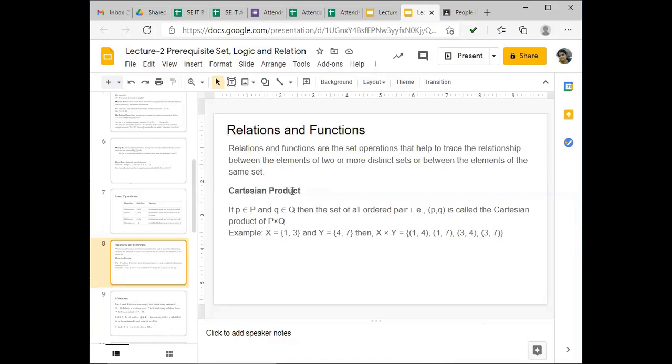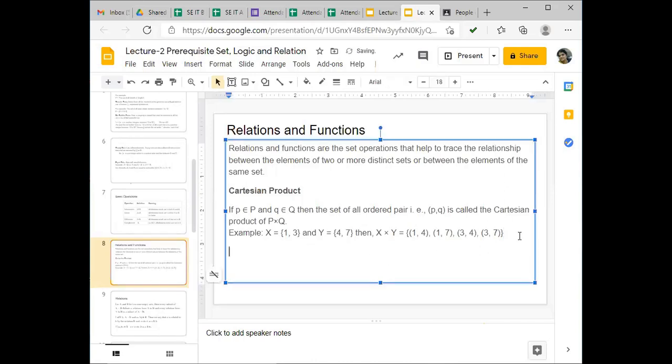I think you know what is Cartesian product. You take one element from one set and you map it with the other element of the other set. So if I say Cartesian product of X and Y, it will be (1,4), (1,7), (3,4), (3,7). All the elements of X map to all the elements of Y. You have to remember one thing here in Cartesian product: Cartesian product of X and Y is not the same as Y and X. So if I want Cartesian product of Y and X, can you help me out? What will be Cartesian product of Y and X?